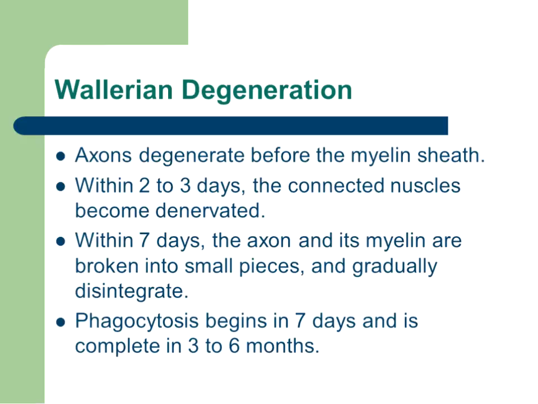In Wallerian degeneration, the axon actually degenerates before the myelin sheath. Within 2 to 3 days, the connected muscles then become denervated, which means that they don't have nerve functioning, and so those muscles no longer work. Eventually, the axon is going to disintegrate, and its myelin is going to be broken into small pieces, and gradually everything will disintegrate. And that's it.